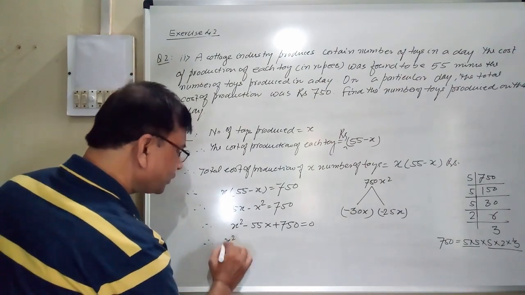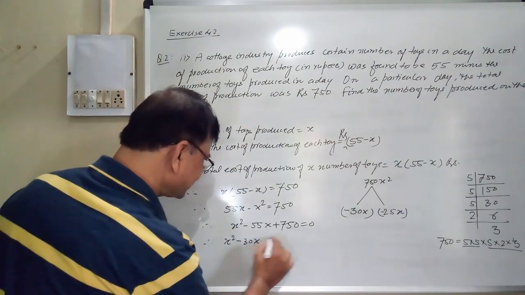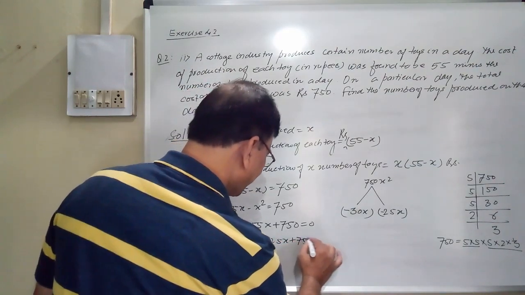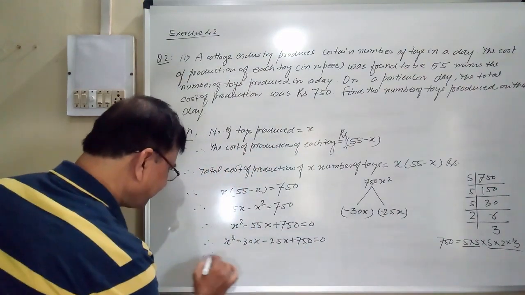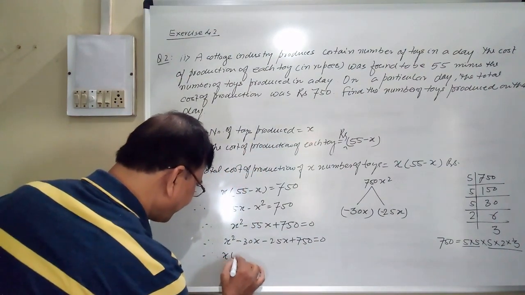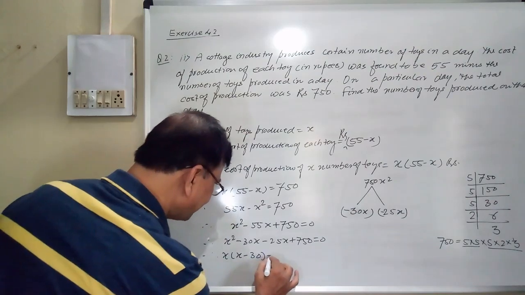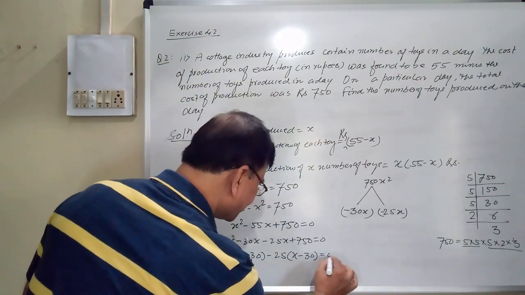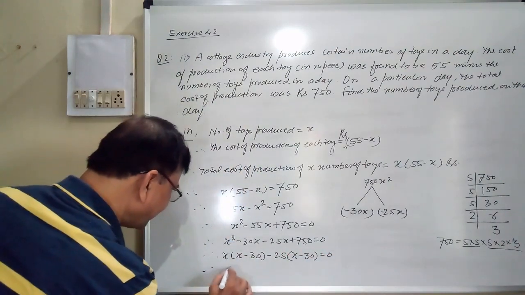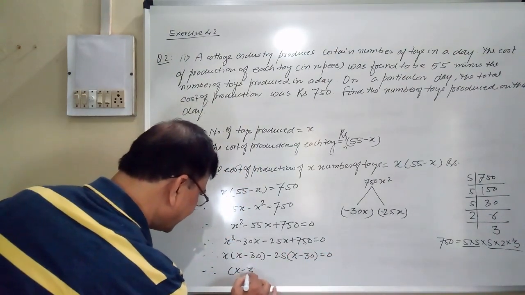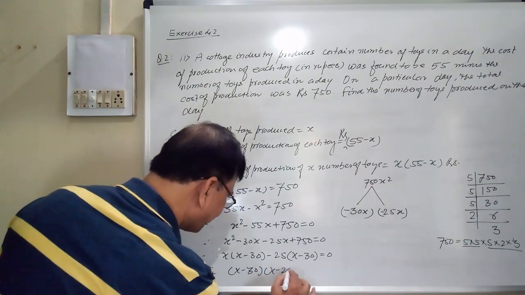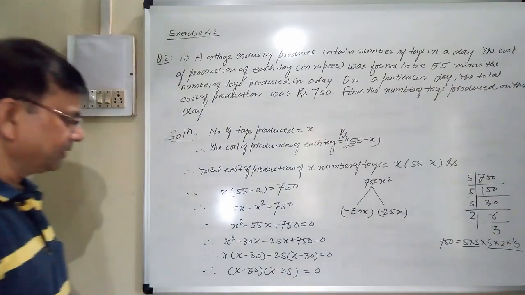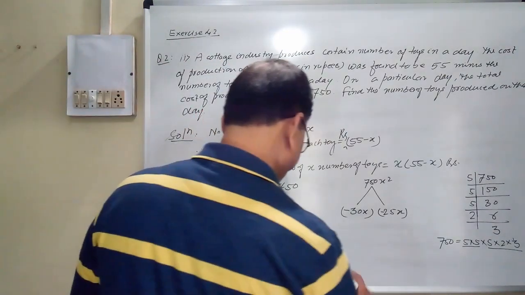Therefore, x square minus 30x minus 25x plus 750 is equal to 0. Taking x common from the first two terms, we get x minus 30, and taking 25 common from the last two, we get x minus 30 again. So x minus 30 common, and x minus 25 is left, that is equal to 0. Further simplification we will do.